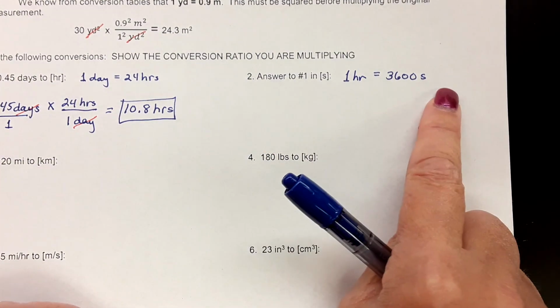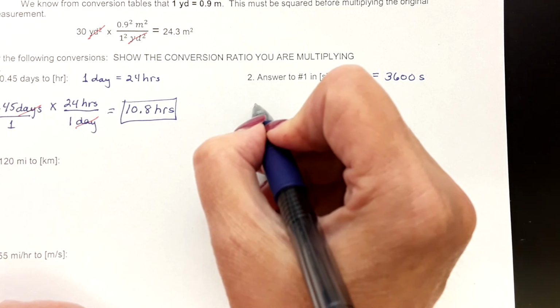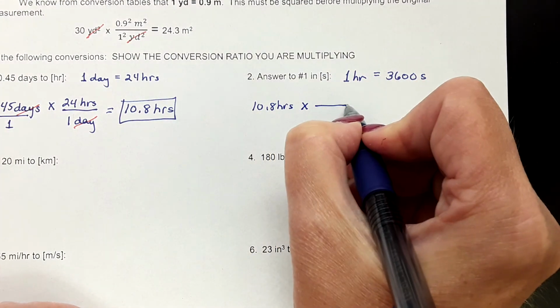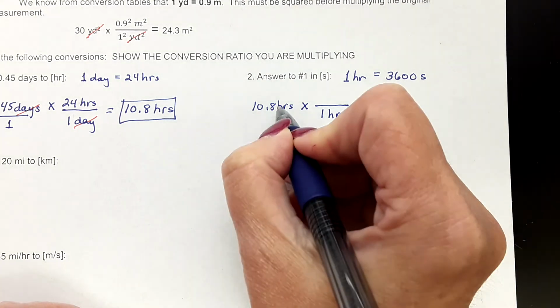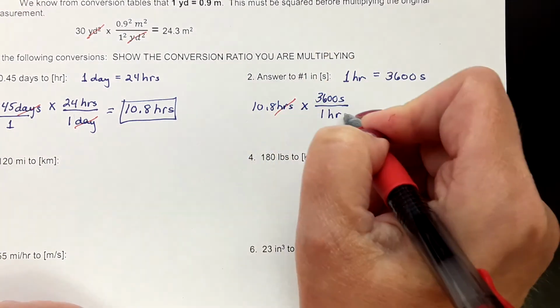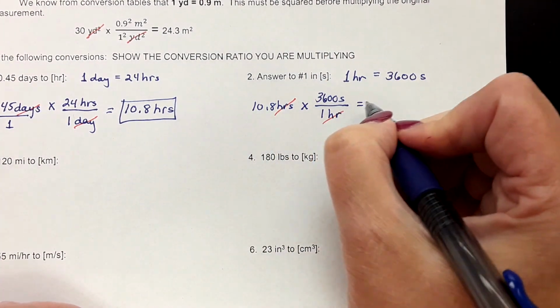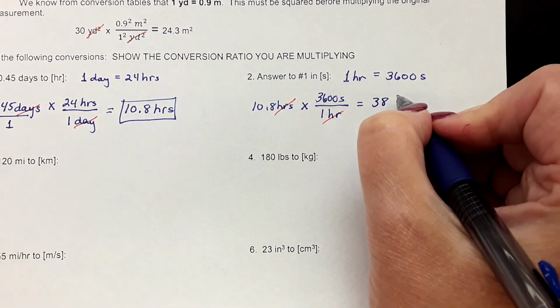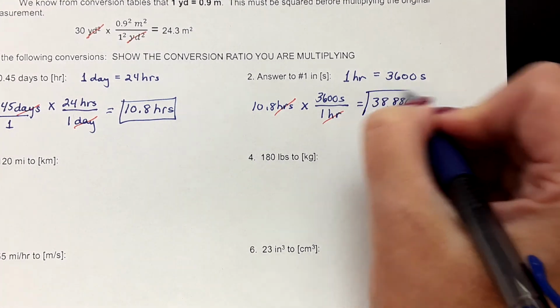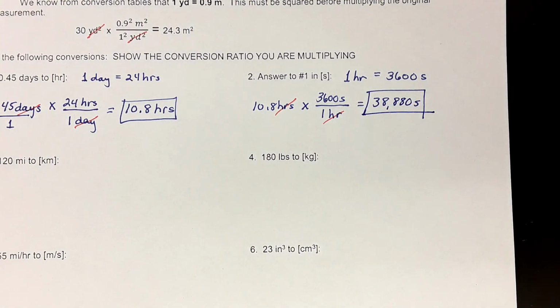Okay, now that's our conversion factor, and we can take 10.8 hours and we can multiply 1 hour on the bottom so that the hours cancel, 3,600 seconds on the top, and we're going to be left with 38,880 seconds. So 10.8 hours is the same as 38,880 seconds. That's a lot of seconds, okay? All right, let's look at the next one.